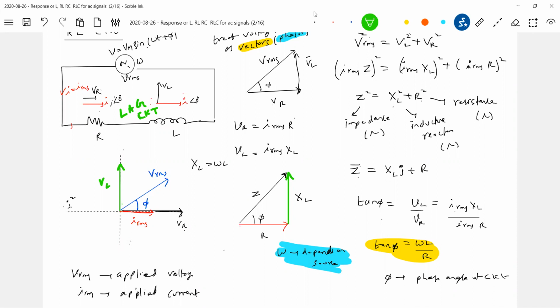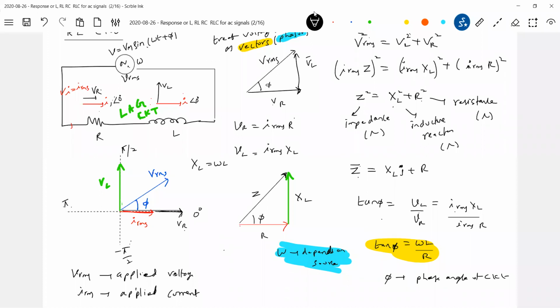I'll write that angles: 0, pi by 2, minus pi, this pi. So definitely what happened, the current lags the voltage. So therefore this is called a lag circuit. How much it will lag depends on omega L and R. By varying omega, can I control this phase angle? Yes. This is the one advantage. Okay, this is about the lag circuit.